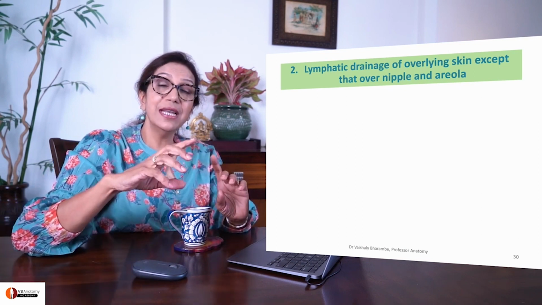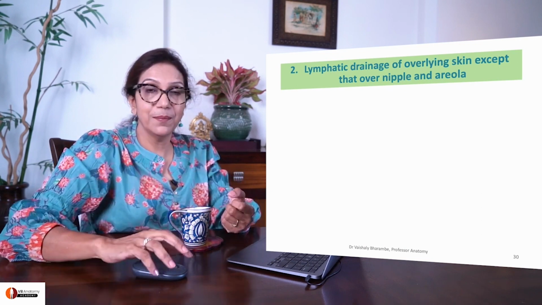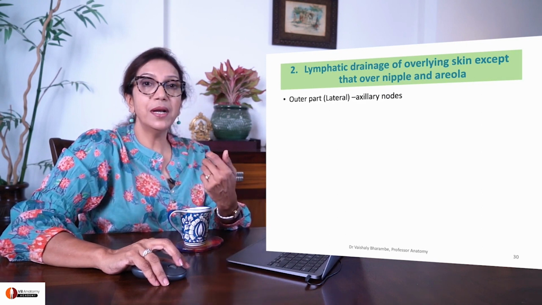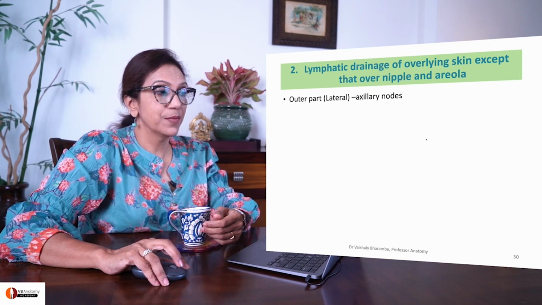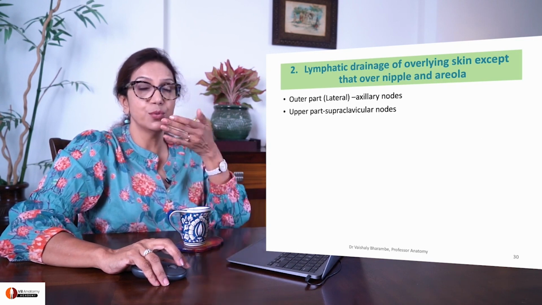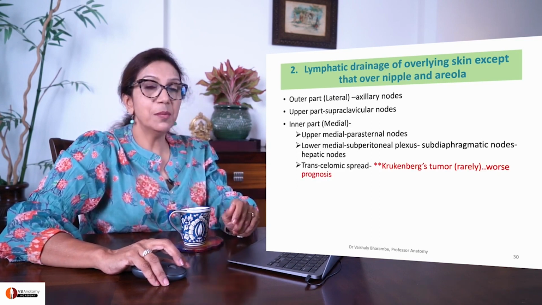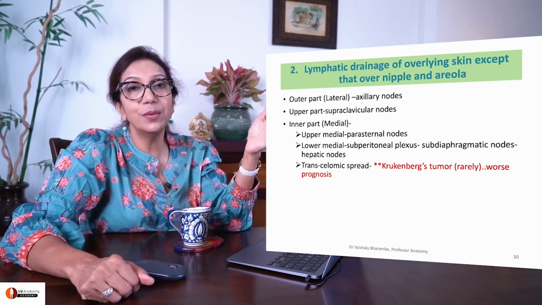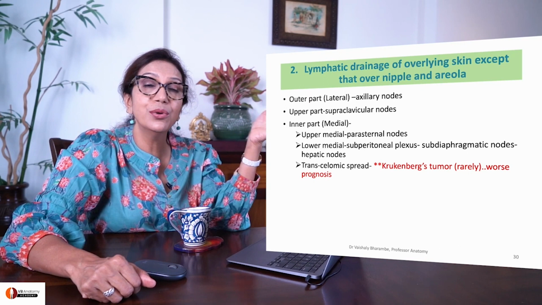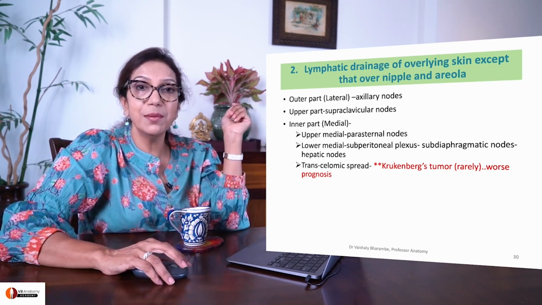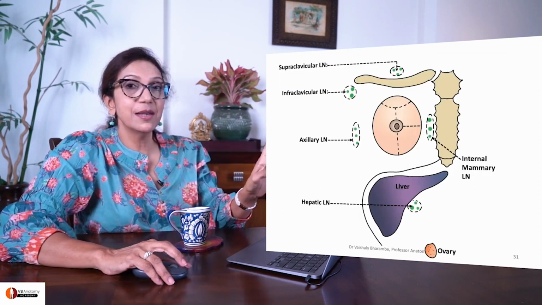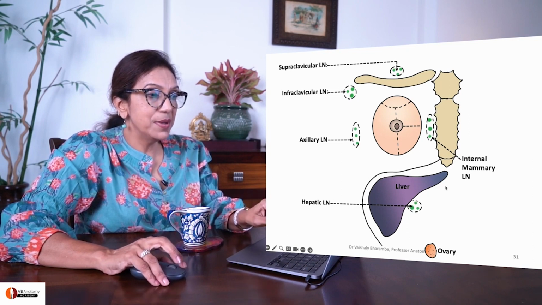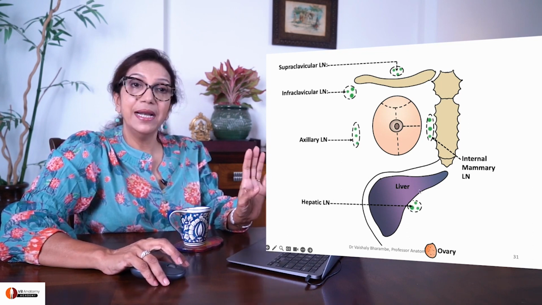Lymphatic drainage of the skin except the nipple and areola. How does that go? Let's take a look. The outer part goes to axillary nodes. The upper part goes to supraclavicular nodes. The inner part has its own distribution. Again, you will feel, ma'am, too many words. How to remember? As usual, images will help you. This is an image, orient yourself. That's the clavicle, sternum, mammary gland, diaphragm and liver.